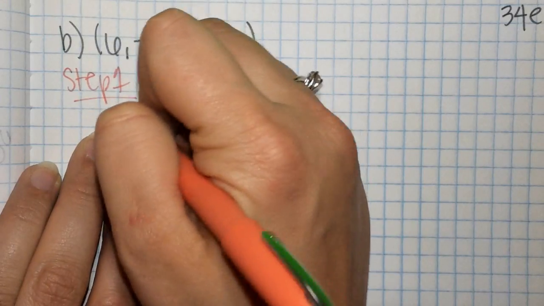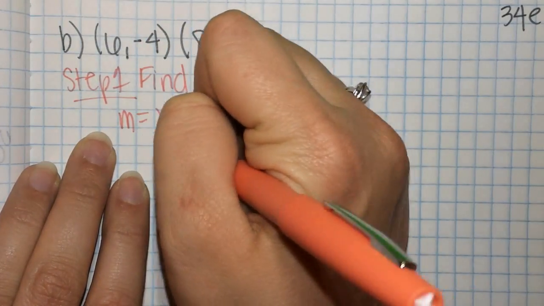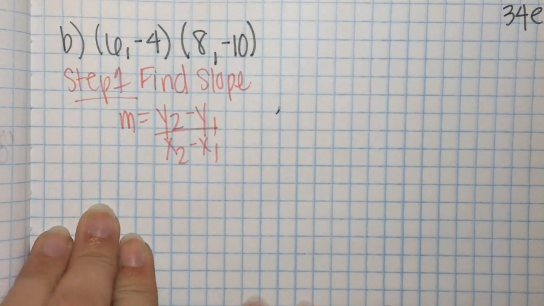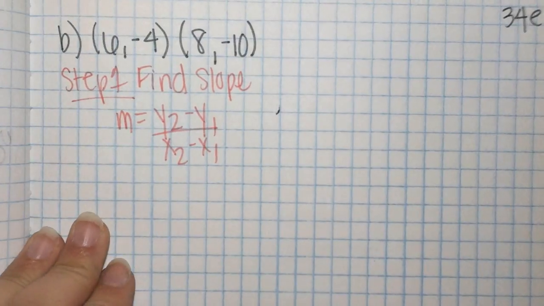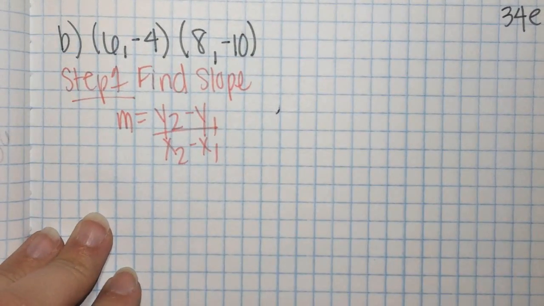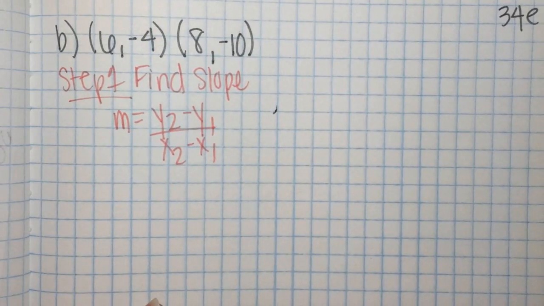Alright, so our formula is y2 minus y1 divided by x2 minus x1. You need to write it every time. Because sometimes I feel like I need to sing for y'all to pay attention. If y'all write the formula a million times, the odds are you will get it.